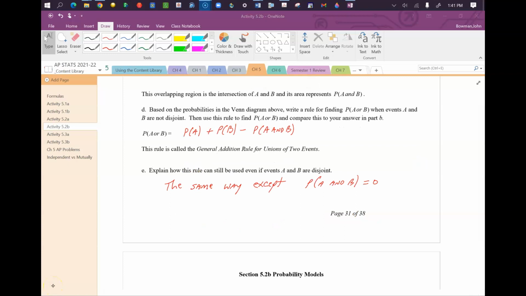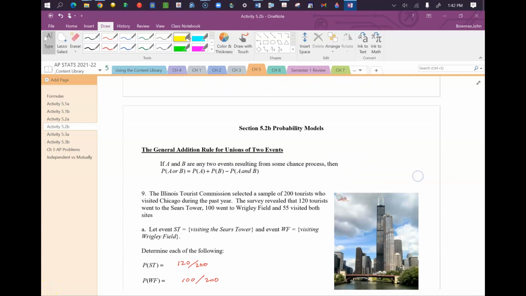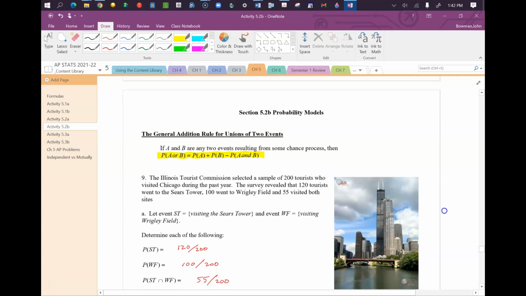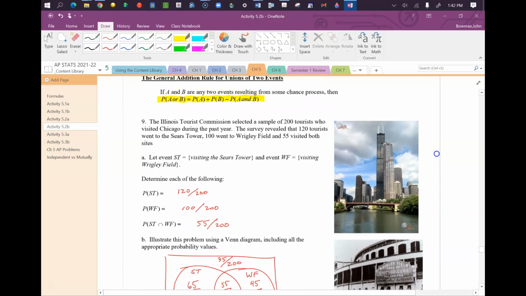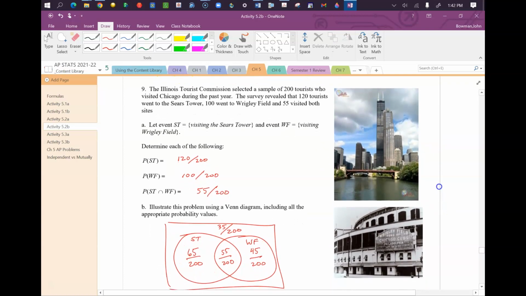So the next problem does a little bit of practice with this general addition rule. Again, I would suggest that you pause the video, work out problem number 9, and then hit play on the video and check your answers. So again, here's the general addition rule. That works all the time, regardless of whether or not the events are mutually exclusive. So we have these events defined here.